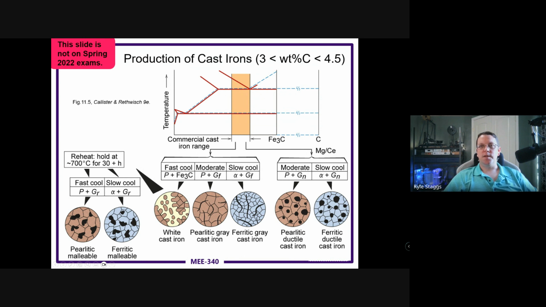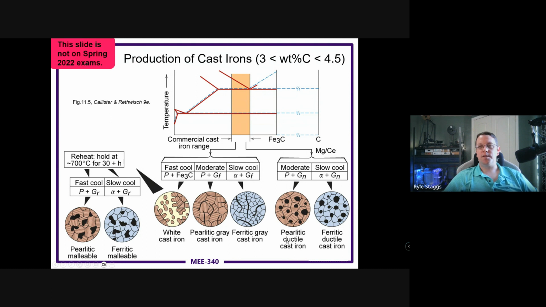And so the GF is graphite flake, the GR is the graphite rosette, and the GN is the graphite nodules. So that's what the nomenclature means. So again, more of the magnesium and cesium. Moderate cooling gives you more of the perlite because you're trapping some of that carbon along with the iron. And the slow cooling gives you back a lot of alpha. And this gives you the ductility.